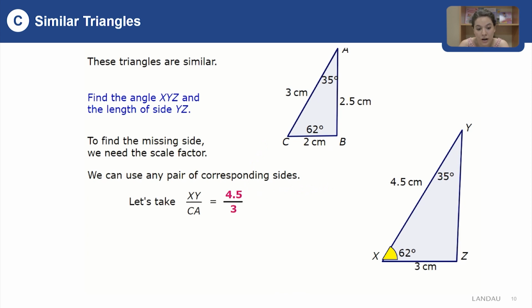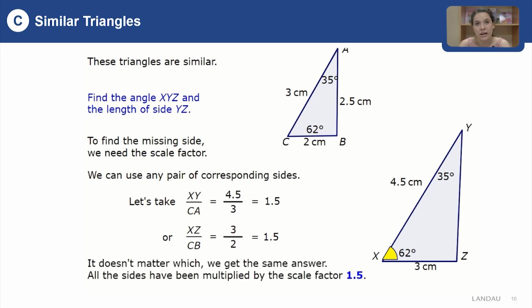It will be 1.5, or just XZ over CB, and it will be 3 over 2, which is 1.5. So we have a scale factor 1.5. Doesn't matter which corresponding side we are taking.